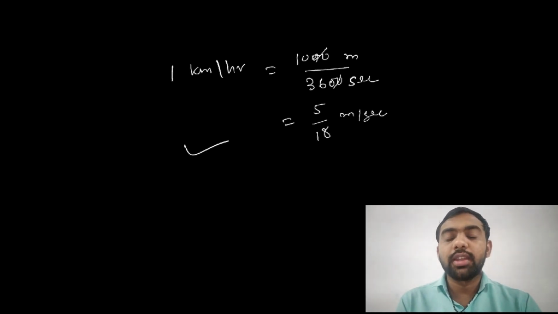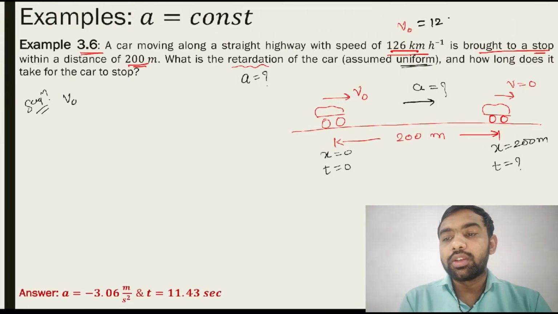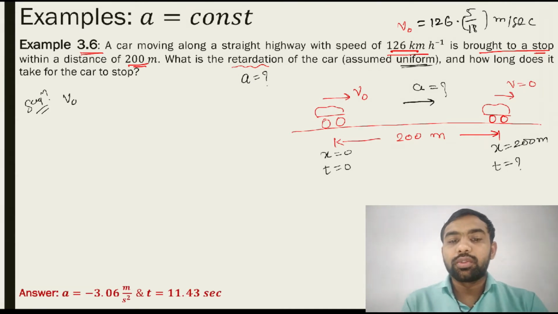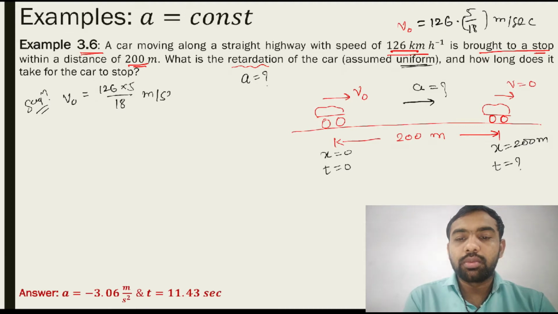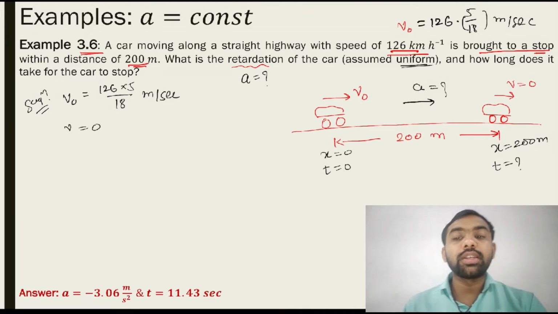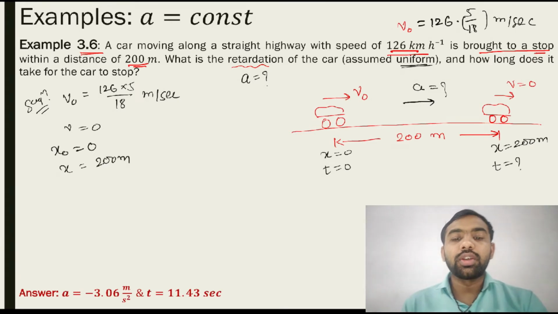So use this conversion directly; you must remember it also. Let's see. So v0 is equal to 126 into 5 upon 18 meter per second. That is the first one. Second, what is the second data? v is equal to 0. v is equal to 0. x0 is equal to 0. x is equal to 200 meter.